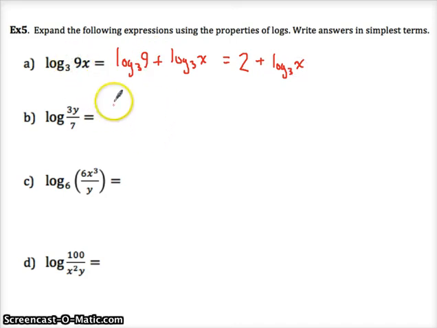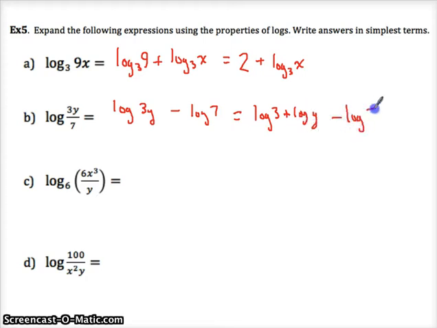This one is the subtraction one. So log base 10 of 3y, minus log 7. I can split this up a little bit and call this log 3 plus log y minus log 7. Those are all simpler than this thing.